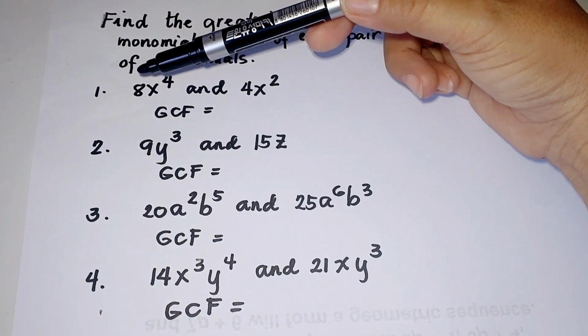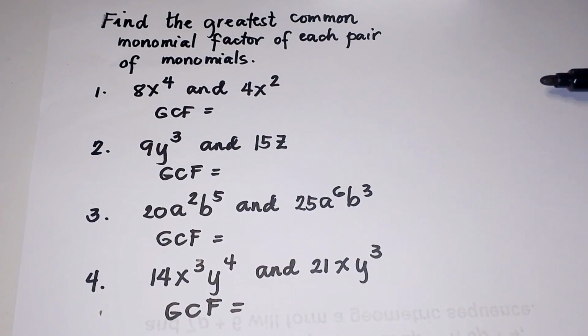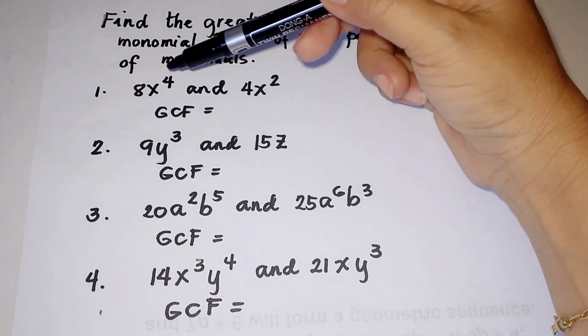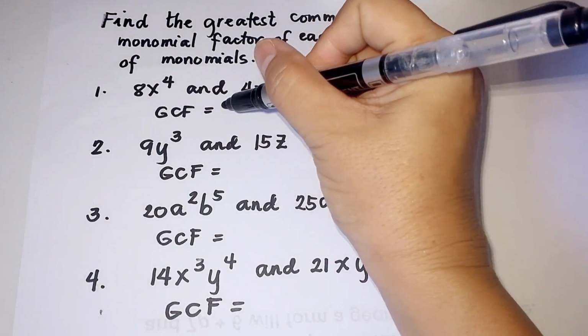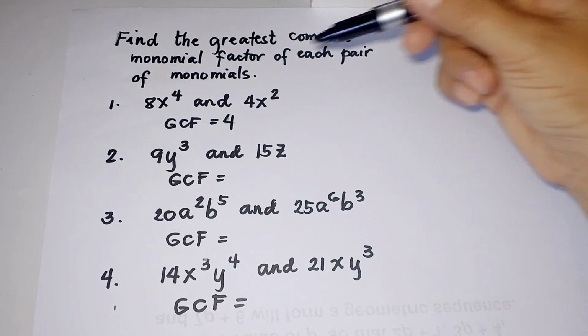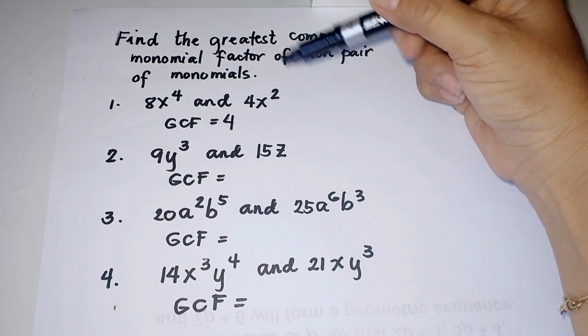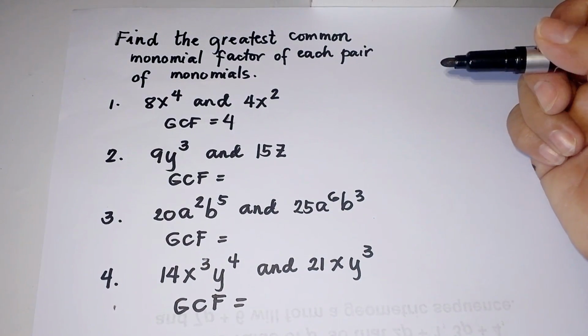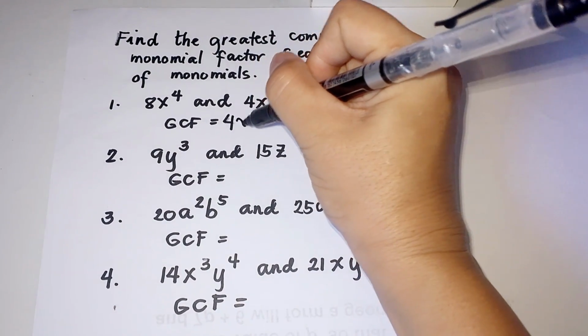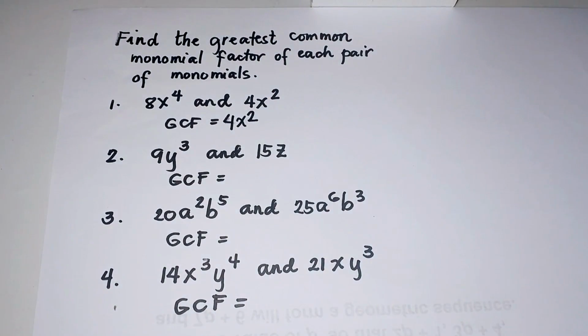Let's look at the constants, 8 and 4. The greatest number that we can divide 8 and 4 with is 4. So 4 is a common factor. Then for x to the fourth and x squared, these are the same variables. The one with the lower exponent is the greatest common factor. So the greatest common factor here is 4x squared.